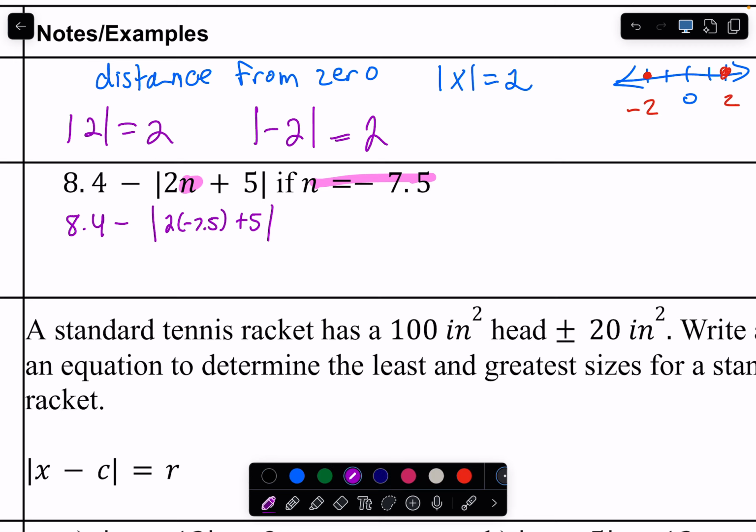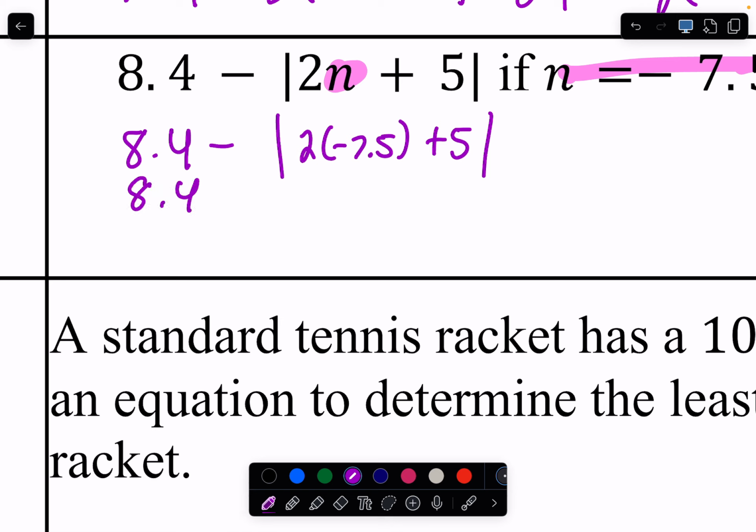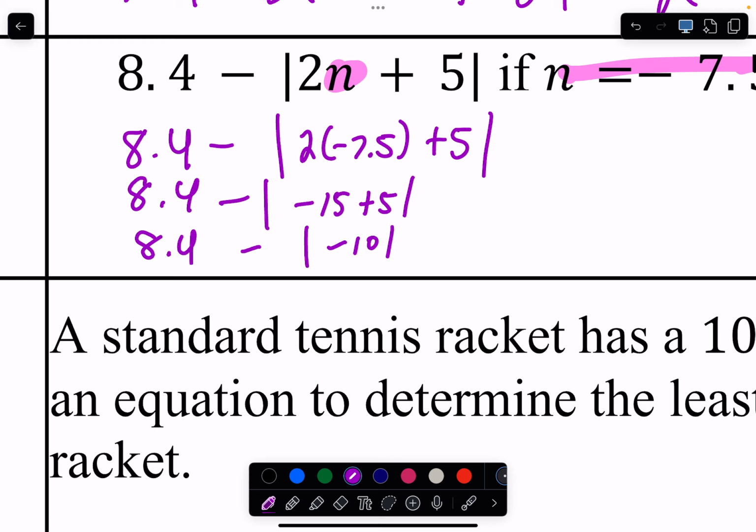So that being said, let's do some math here. We would do the 2 times -7.5, and that's -15 plus 5, which is -10. Now, once we have an answer, it is the absolute value of our answer. So now our absolute value is done, what an absolute value does. So the absolute value of a negative is a positive. So this is going to become a +10. So just a plain old 10.